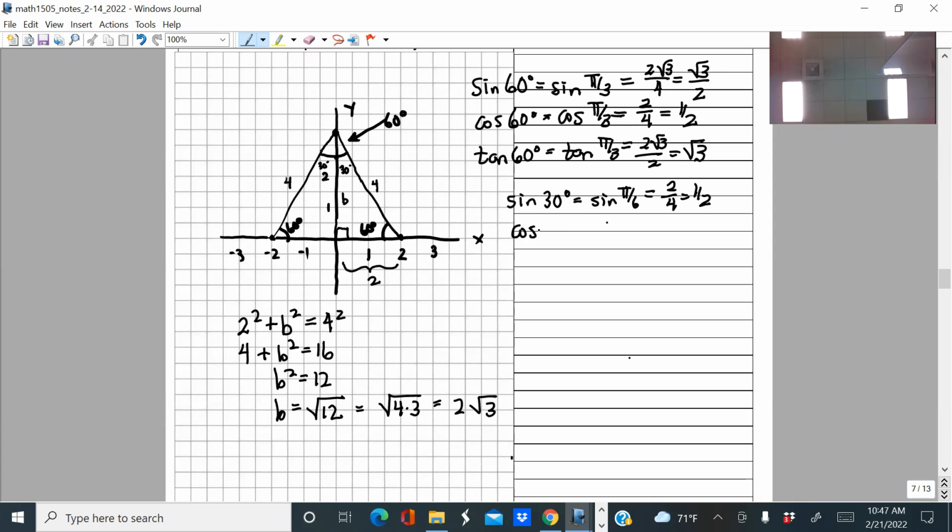What's the cosine of 30 degrees? So cosine of pi over 6. Well, that's the adjacent side, the b side, right? Divided by 4. So you have 2 square root of 3 over 4, which is the square root of 3 over 2. Okay. So notice that for 60 degrees and 30 degrees, you just interchange sine and cosine. Just interchange the sine and the cosine.